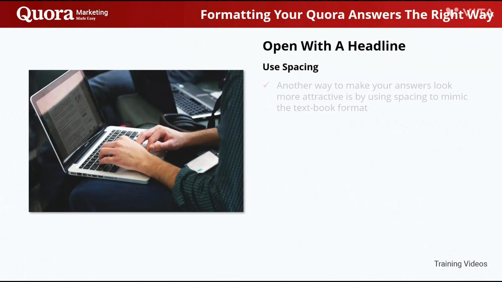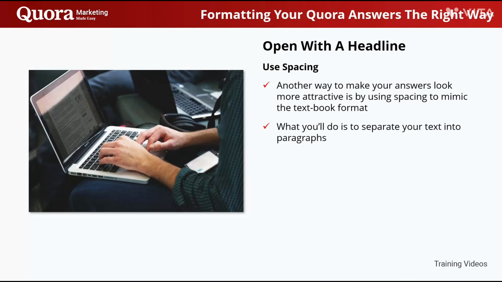Use spacing. Another way to make your answers look more attractive is by using spacing to mimic the textbook format. What you'll do is separate your text into paragraphs. The length of each paragraph will vary according to the length of your answer. For instance, if you're giving a long-form answer, you should type the opening text into a paragraph, and develop the answer into a single, longer paragraph, and then close with a third, short paragraph. Your answers will look more organized this way, and they'll read like an excerpt from a book.